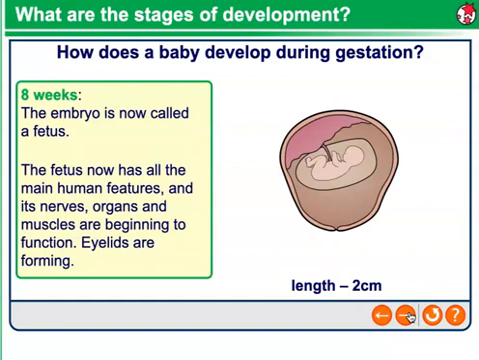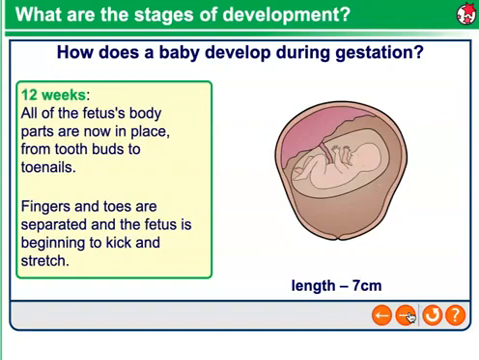At 8 weeks, the embryo is now called a fetus. The fetus now has all of the main human features. Its nerves, organs, and muscles are beginning to function. Eyelids are forming. At this point, the length is around 2 centimeters.